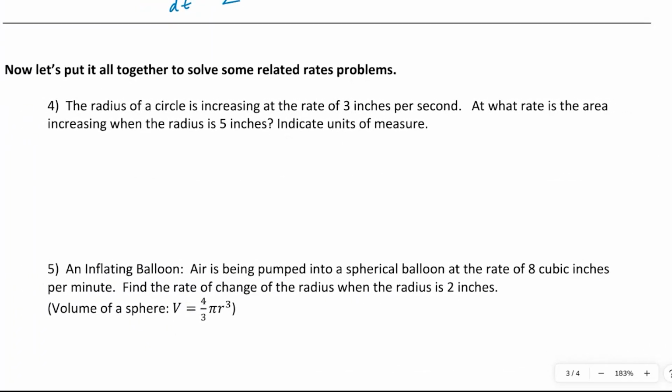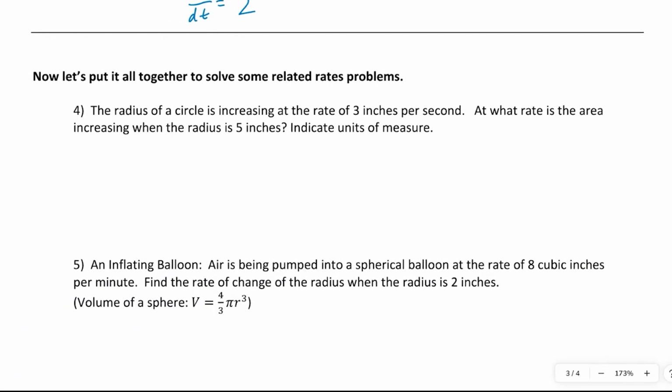All right, so this one says the radius of a circle is increasing at the rate of 3 inches per second. At what rate is the area increasing when the radius is 5 inches? Okay, so what formula are we going to start with here? Area, perimeter, circumference, volume. This is part of the process, identifying which geometry formula we're even talking about here.